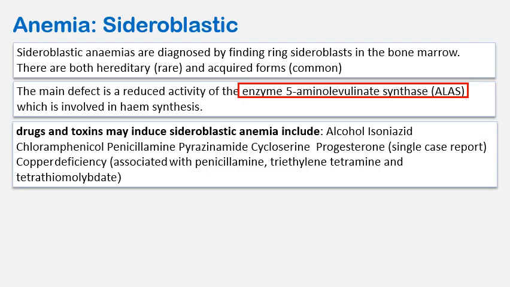Some drugs and toxins may induce sideroblastic anemia, including alcohol, isoniazid, which is an anti-TB medication, chlorpheniramine, penicillamine, pyrazinamide, cyclosporine, and progesterone. Copper deficiency is associated with penicillamine, triethylenetetramine, and tetrathiomolybdate.